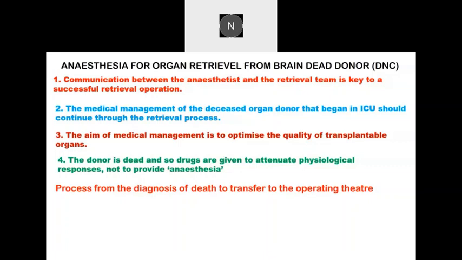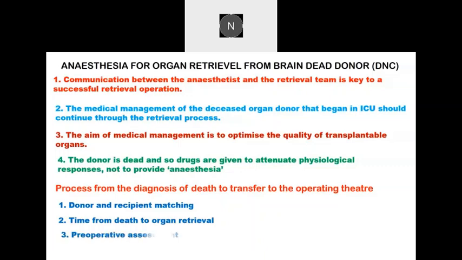And how does the process of transferring the brain dead patient to the OT start? First, donor and recipient matching should have been done, and it should be ready. And time of death to organ retrieval is very, very important. So as soon as the patient has been declared brain dead, the organ should be harvested as quickly as possible. And all preoperative assessment should be done. And timing of the retrieval operation is also very important.